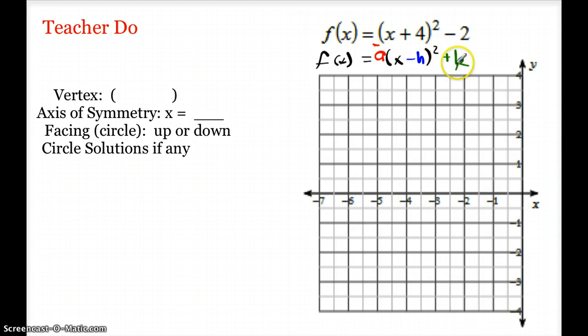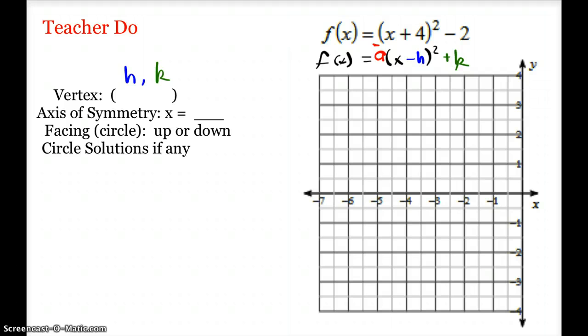Okay. Now, in your vertex, this value here is going to be h. Your first number is going to be h. Your second number here is going to be k. X and y, and they're right here, 4 and 2.